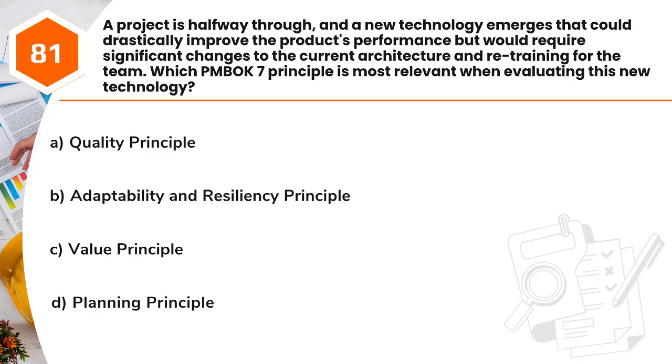Question 81. A project is halfway through, and a new technology emerges that could drastically improve the product's performance but would require significant changes to the current architecture and retraining for the team. Which PMBOK 7 principle is most relevant when evaluating this new technology? A. Quality principle. B. Adaptability and resiliency principle. C. Value principle. D. Planning principle.